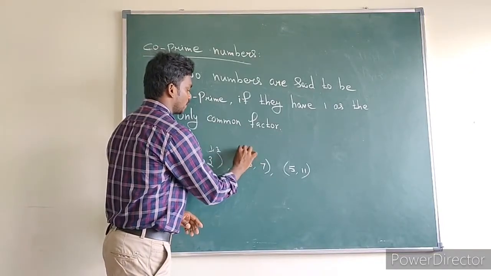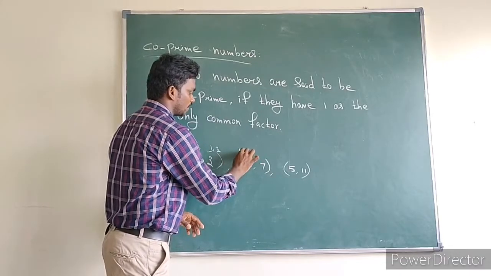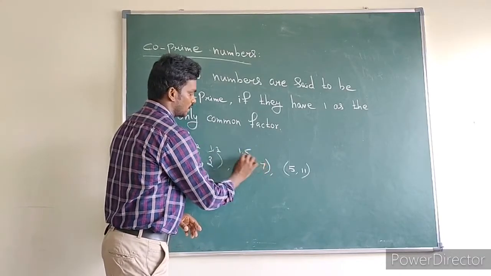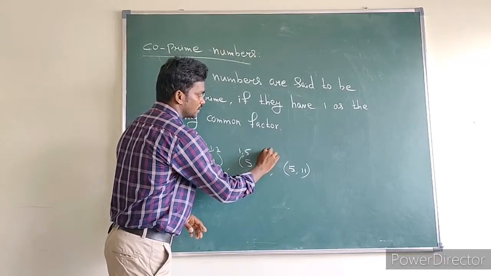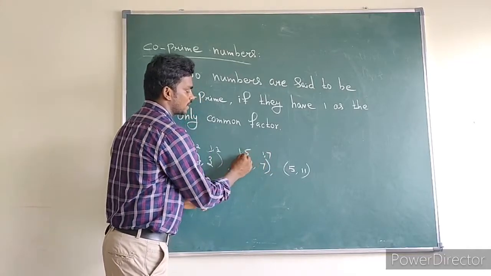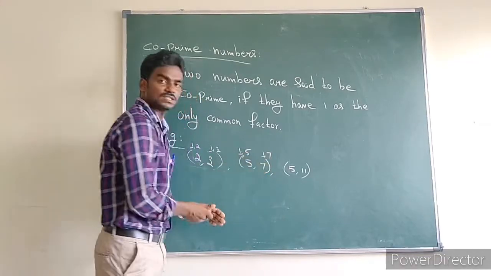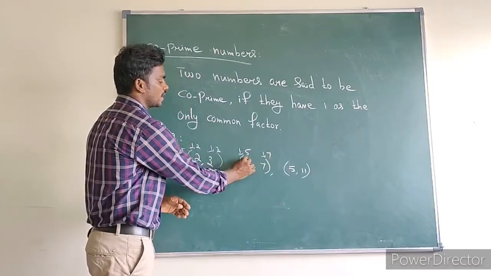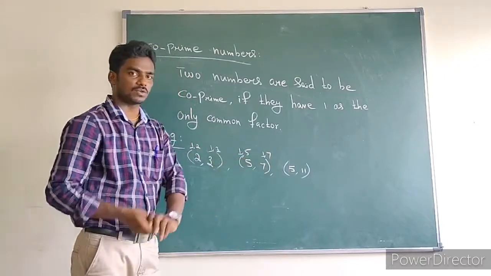What are the factors of 5? Factors of 5 are 1 and 5. And what are the factors of 7? 1 and 7. So what is the common factor for these two? The common factor for these two is 1. So these two numbers, 5 and 7, the pair of 5 and 7 is a co-prime pair.